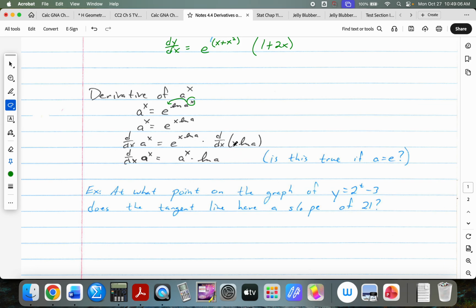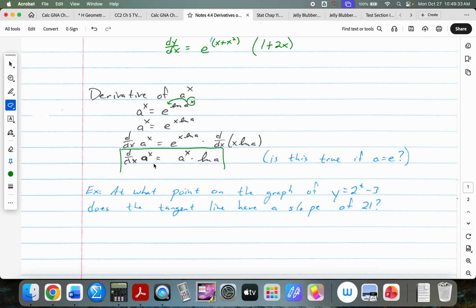Well, we want the derivative of x times natural log of a. And remember, the natural log of a is a constant, like 5. So the derivative of 5x would just be 5. So the derivative of x times natural log of a will just be natural log of a. So this is the derivative of a to the x. The derivative of a to the x is a to the x times the natural log of a.